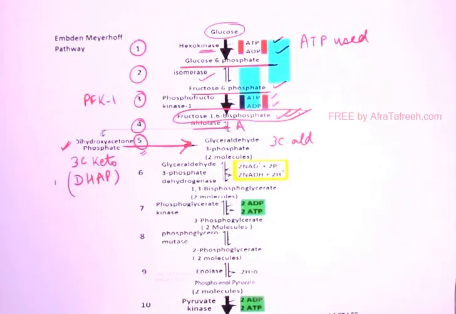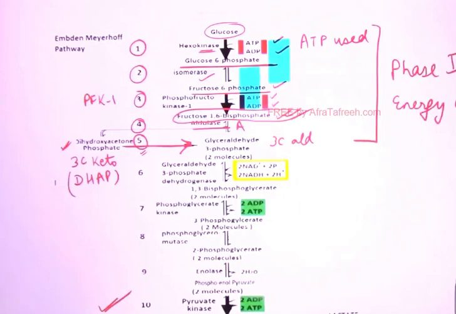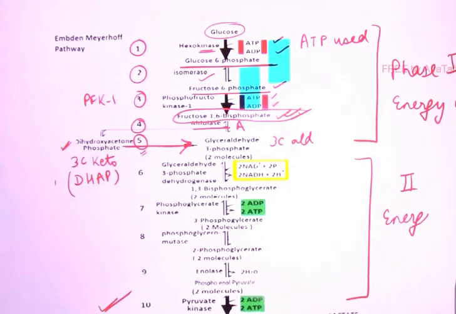Now see this glycolysis pathway as a whole. There are 10 steps in glycolysis. These first 5 steps we are done. These first 5 steps constitute phase 1 of glycolysis, also known as the energy utilizing phase of glycolysis, or you can say the investment of business. This is the investment of business, right? And phase 2, the next 5 steps come in phase 2, and that is the energy producing phase of glycolysis.